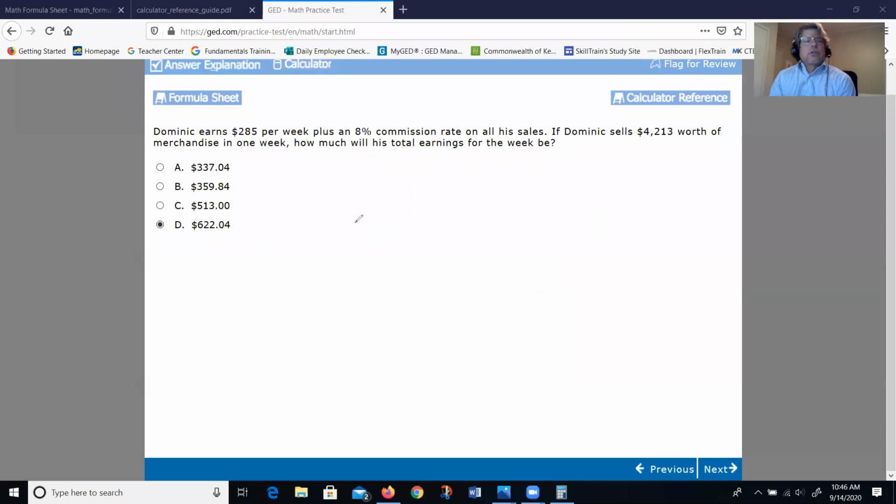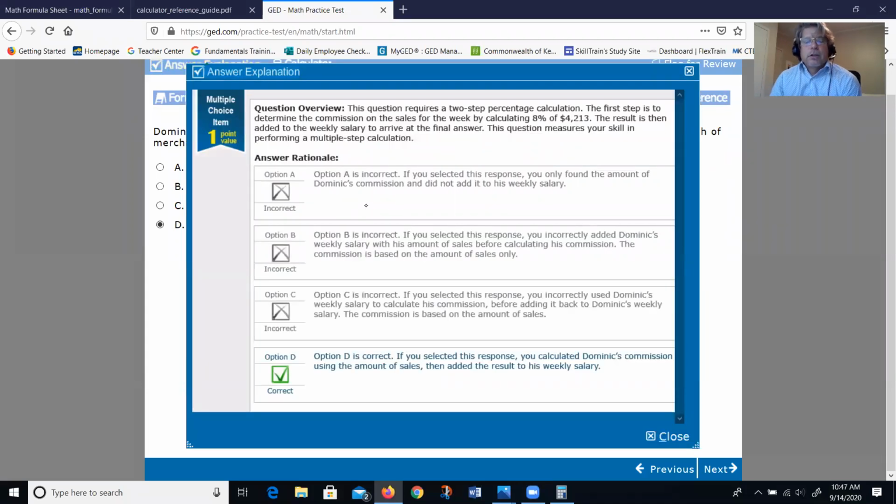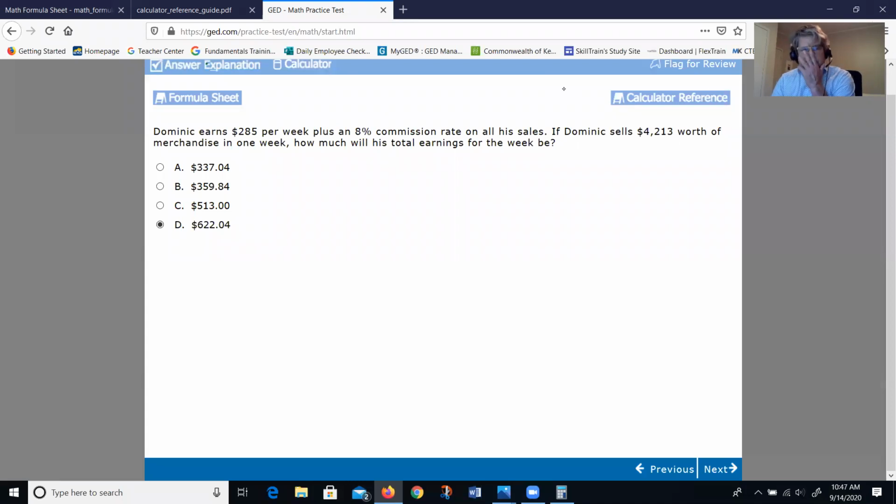So if we check our answer, we do see that D would be the correct answer. So we do need to know something about percent math there. That's not on the formula sheet. So that'd be something that you may want to review a little bit more of as well.